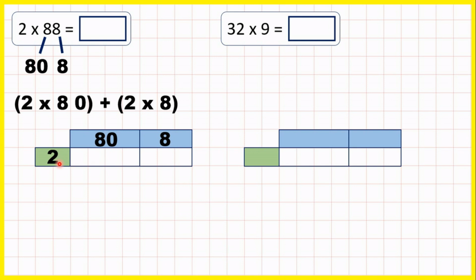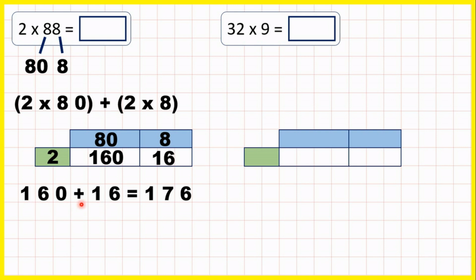Now to start with, we have 2 times 80. Well, 2 times 8 is 16, so 2 times 80 is 160. Now in this box we have 2 times 8, which is 16, and then we just need to add up our answers, which gives us 176.